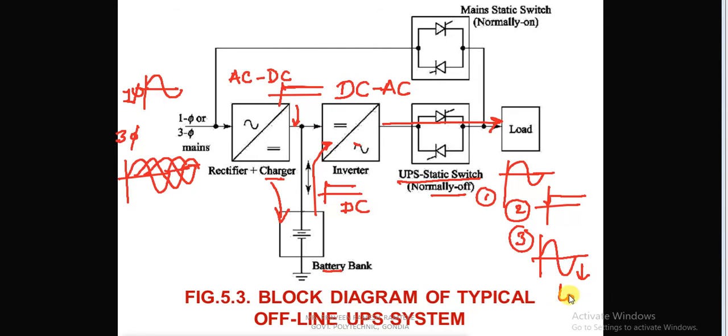This is in brief how the waveforms are at various stages. So what is the waveform here? Here the waveform is AC. What is the waveform here to the load? The input is AC, here also AC. Where is the waveform DC? At this point.